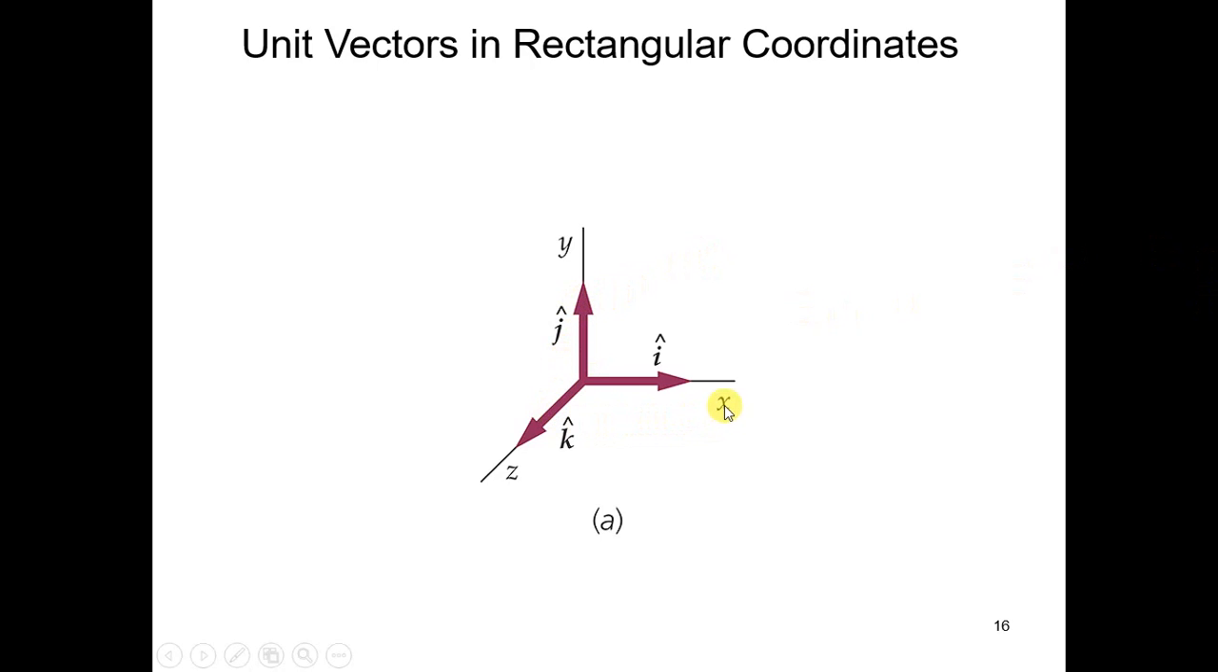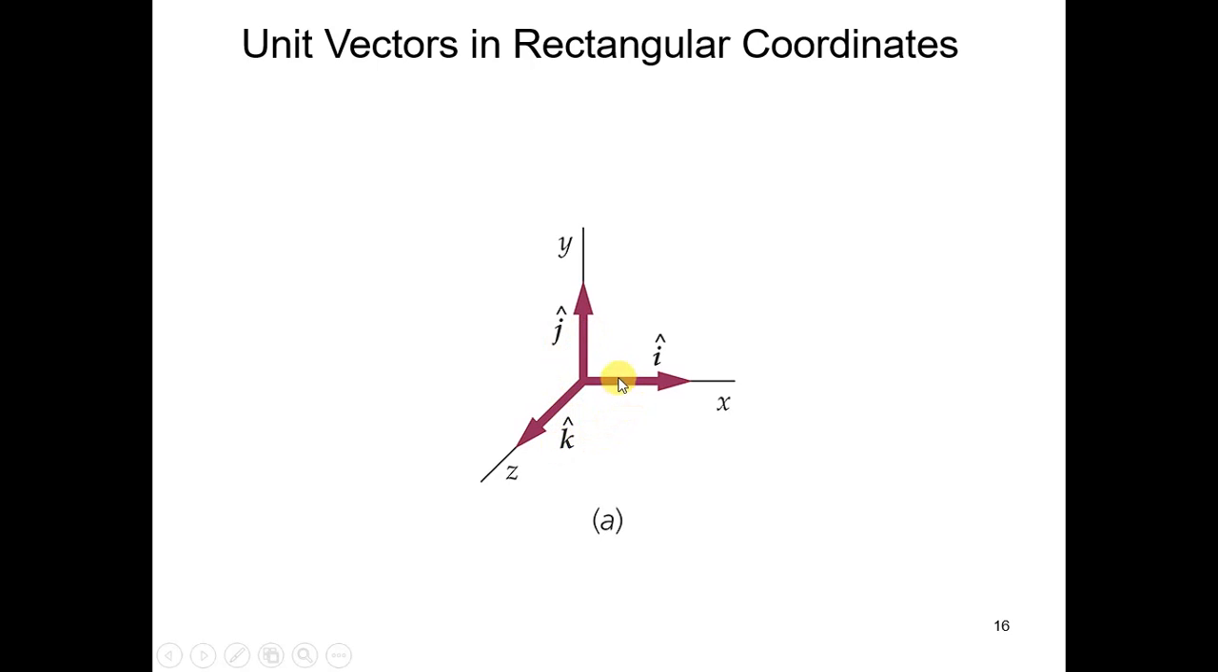They are represented with respect to x by i cap, y by j cap, and z by k cap. So x is along the i direction, y along the j direction, and z along the k direction. There are three different directions: i cap, j cap and k cap.